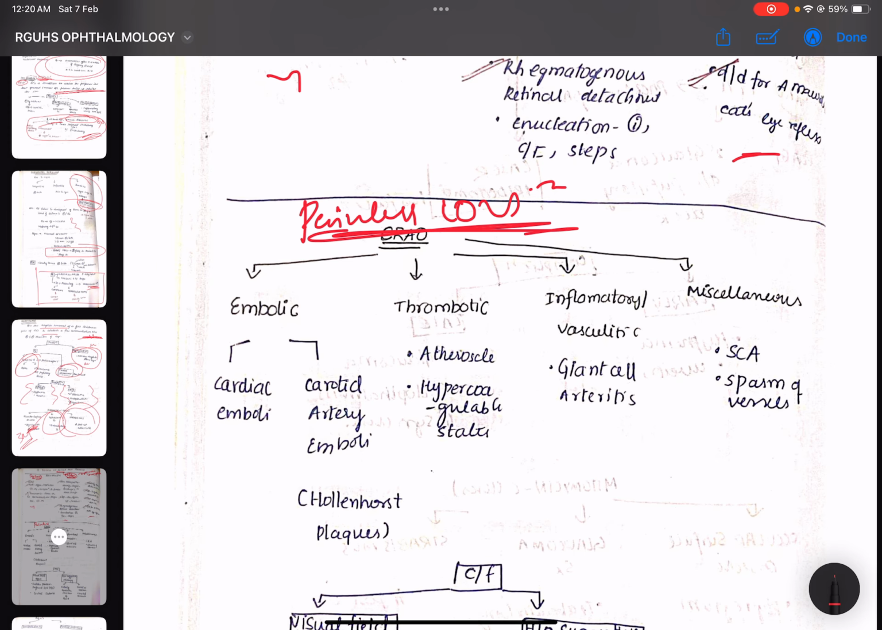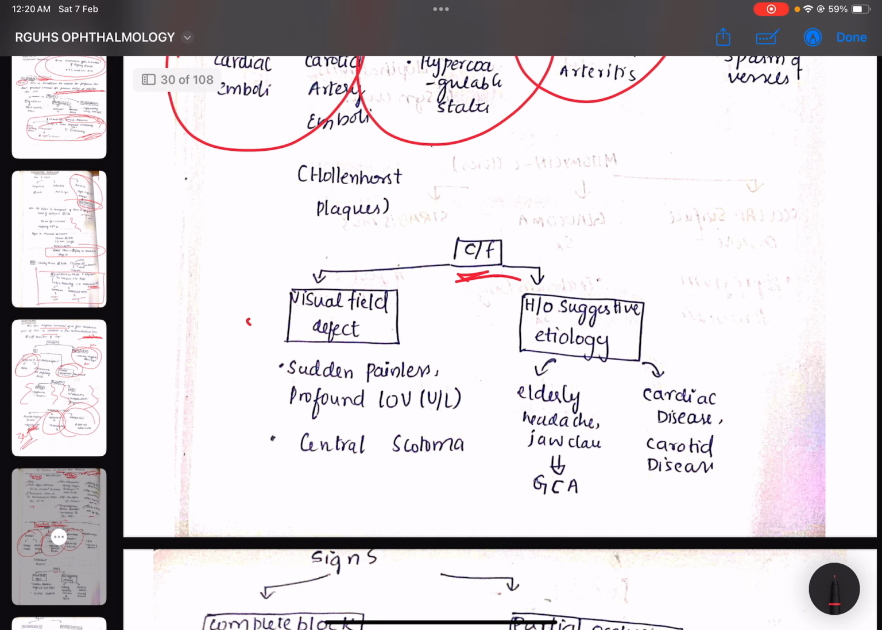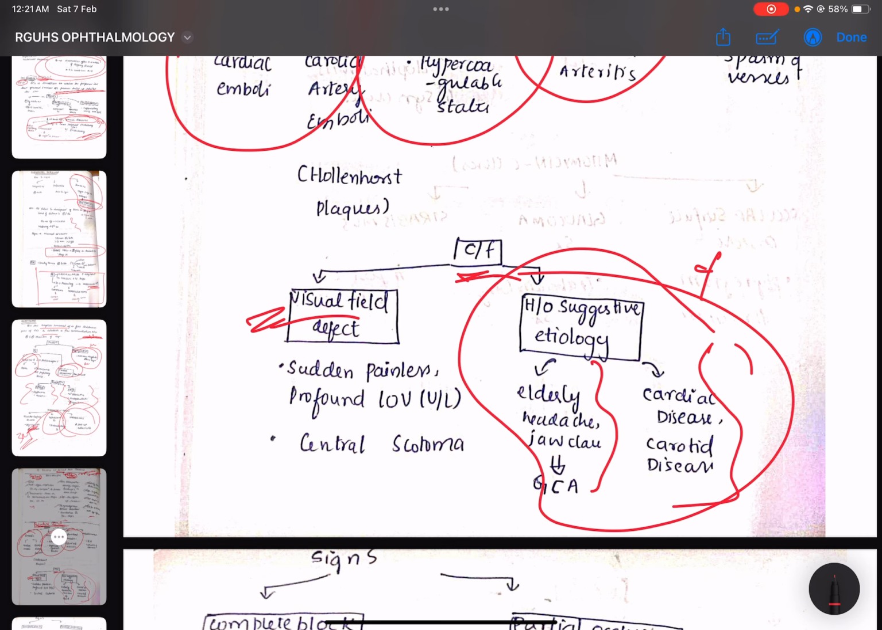Okay, the first thing is CRAO. Again, what are the causes? These 3 important things you need to mention. And again, as I told, for the clinical feature, what is the important thing you need to mention? Visual field. And again, this is something not extra, but this too is important.